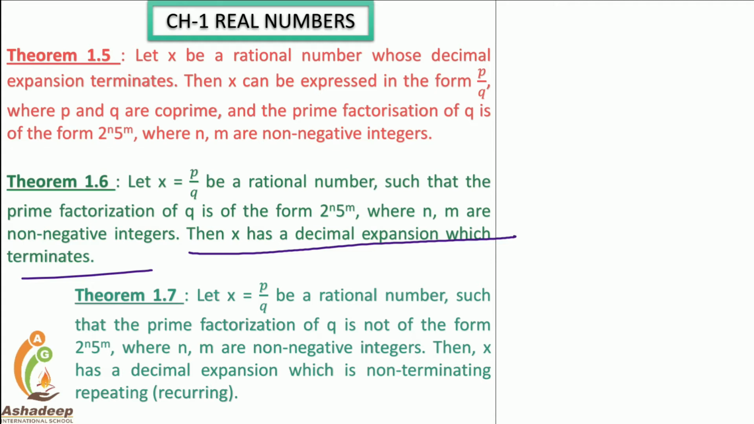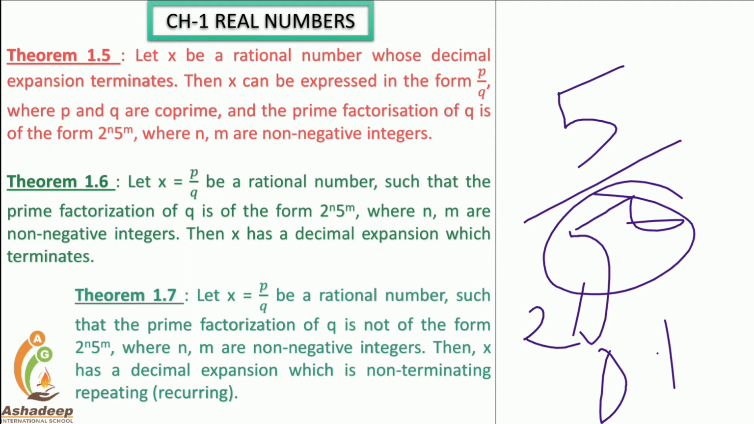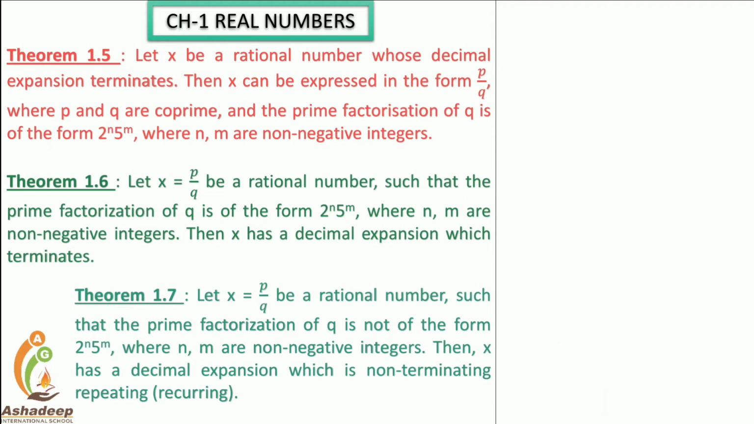P by Q is a rational number such that the prime factorization of Q is in the form 2 power n 5 power m, where n and m are non-negative integers. Then x has a decimal expansion which terminates. If Q is in the form 2 power n 5 power m, then x terminates. For example, 5 divided by 50. What is the answer? 0.1, because the denominator is in the form 2 into 5 power 2.